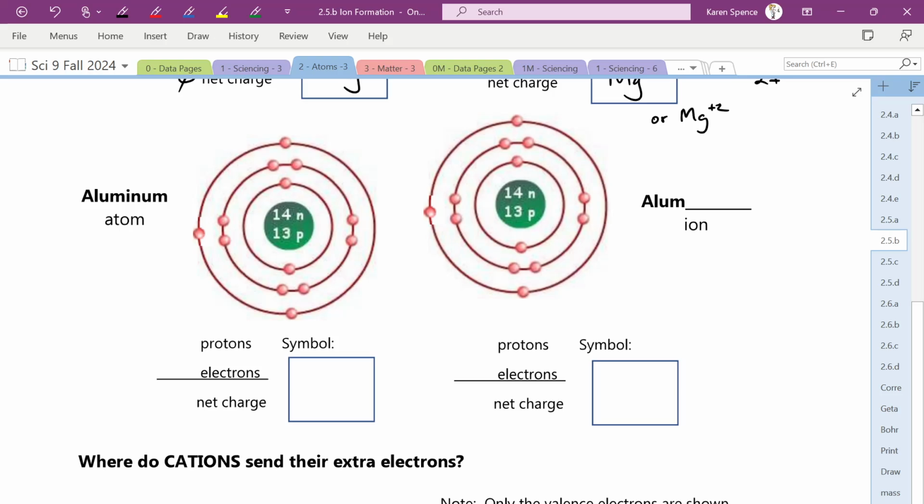Wait, how did you say? How many electrons? Or neutrons?